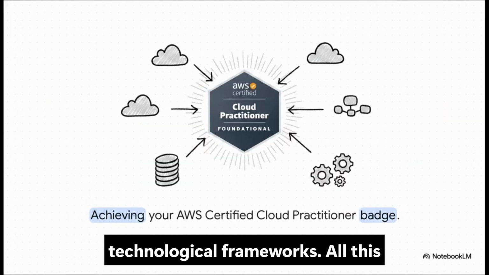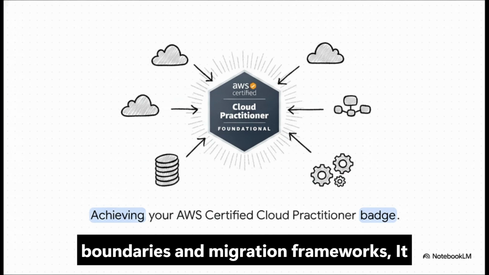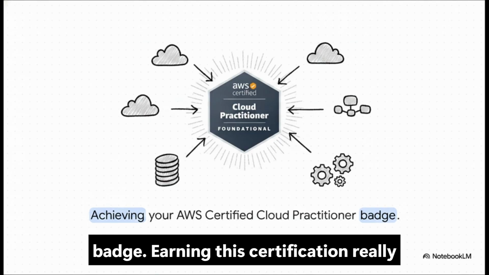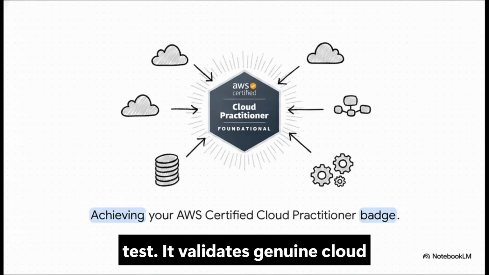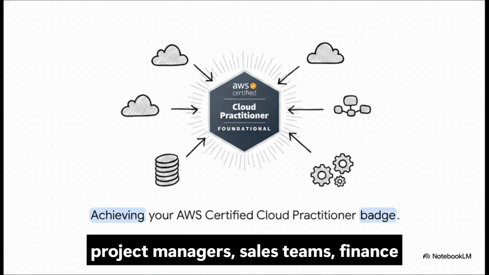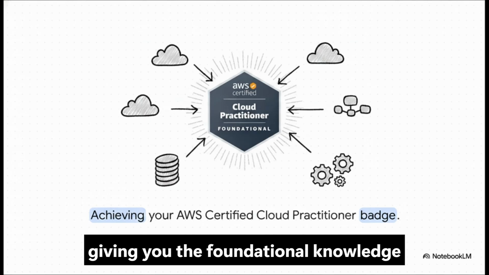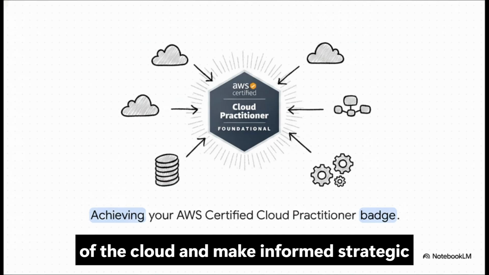All this studying, from cloud economics and global infrastructure down to security boundaries and migration frameworks, it all leads to one ultimate goal: achieving your AWS Certified Cloud Practitioner badge. Earning this certification really does more than just prove you can pass a test. It validates genuine cloud literacy. And this isn't just an asset for back-end engineers. It empowers project managers, sales teams, finance professionals, basically anyone navigating the modern tech landscape, giving you the foundational knowledge required to actually speak the language of the cloud and make informed, strategic decisions.